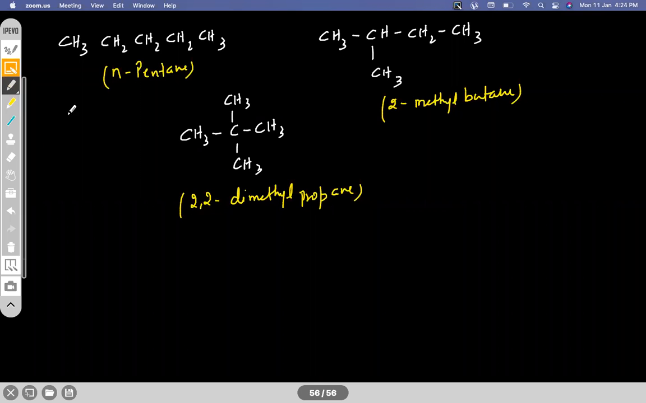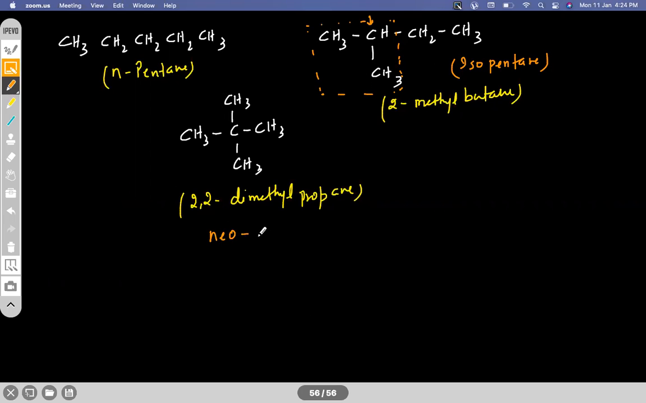The second molecule, we also call it isopentane. When a methyl group is present at the second last carbon, then it is an iso group. So it is isopentane. This we call neopentane, when the second last carbon has 2 methyl groups attached. Obviously, the number of carbon atoms in the chain is 3 here, 4 here, and 5 here. All these are chain isomers of each other.